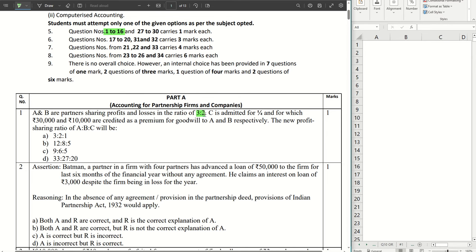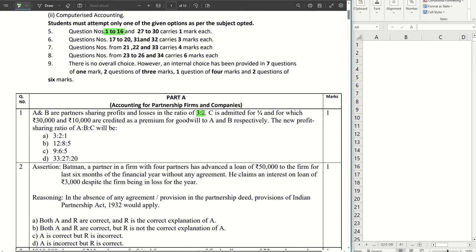So for calculating new share of A, it's simple: 3 by 5 minus the sacrifice, which is 3 by 16. Okay, that comes to, the denominator comes to 80. So 3 into 16 is 48 and 3 into 5 is 15. 48 minus 15 is 33. So actually here we have one of the answers. However, let's check the other ones as well.